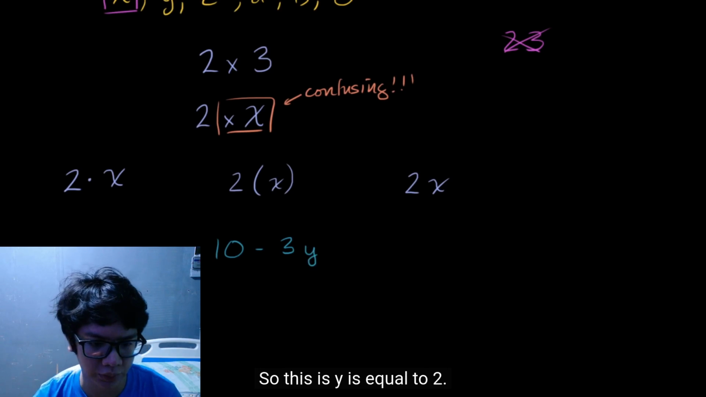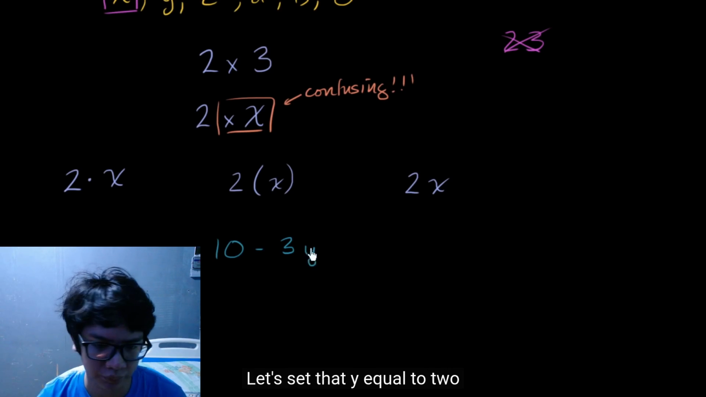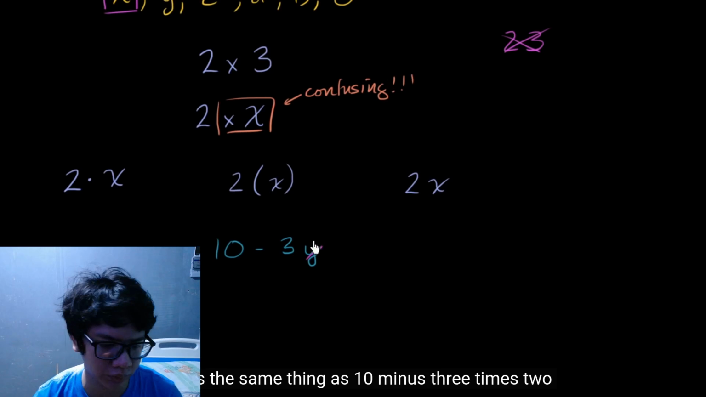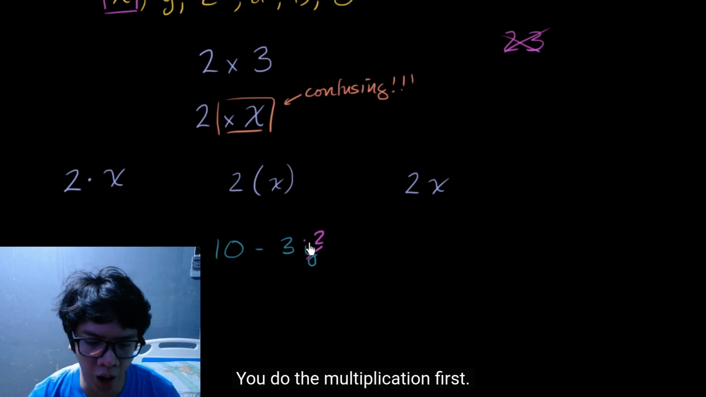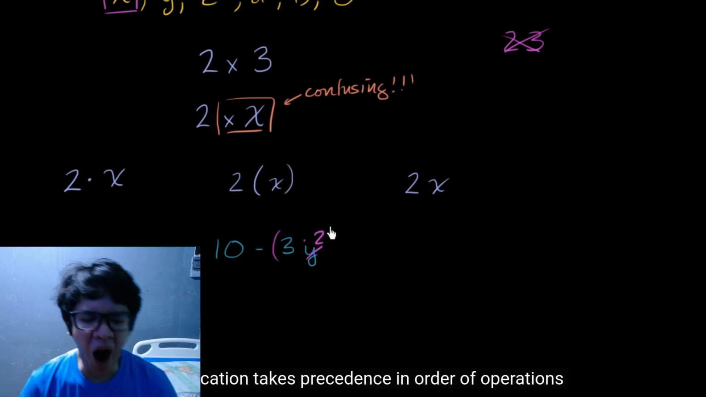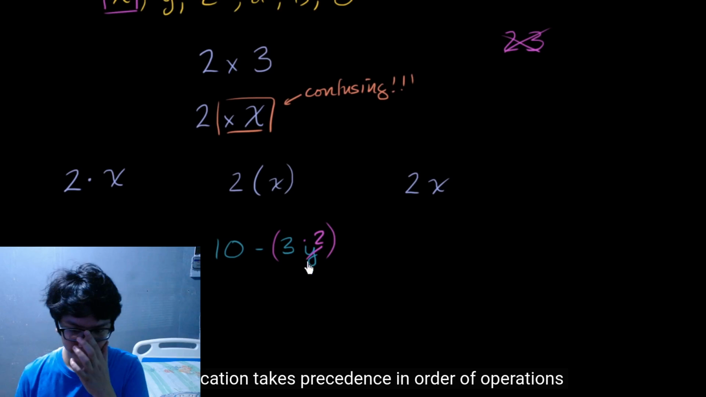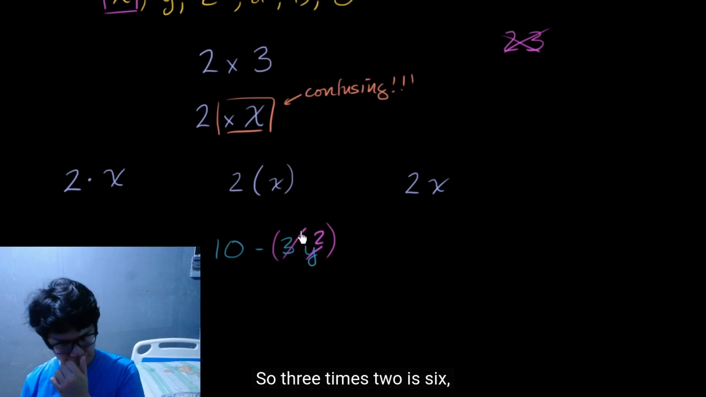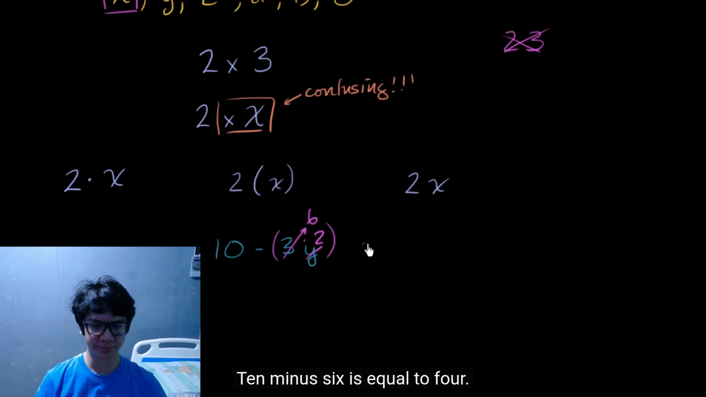So this is when y is equal to 2. Let's set that y equal to 2. This is the same thing as 10 minus 3 times 2. You do the multiplication first. Multiplication takes precedence in order of operations. So 3 times 2 is 6. 10 minus 6 is equal to 4.